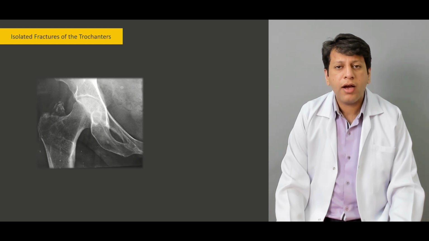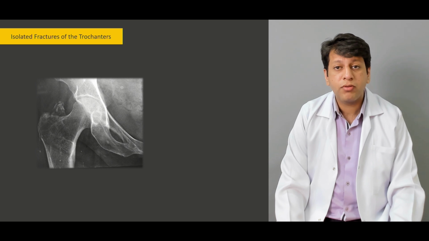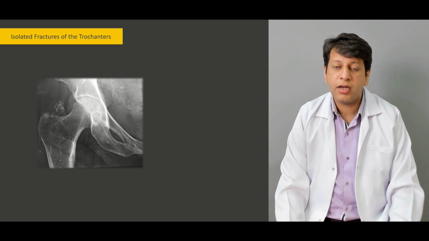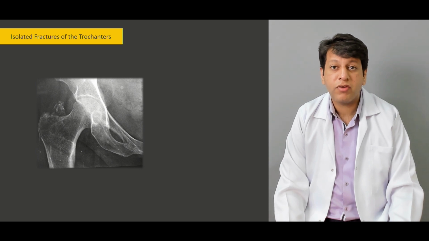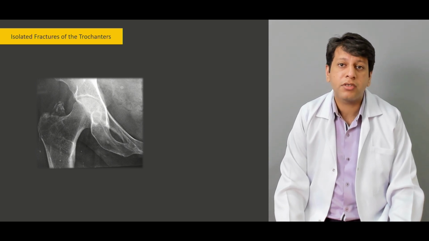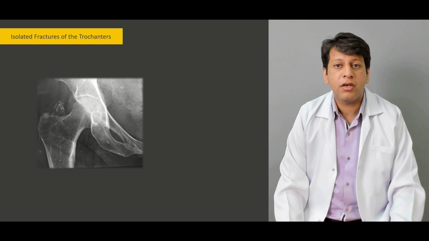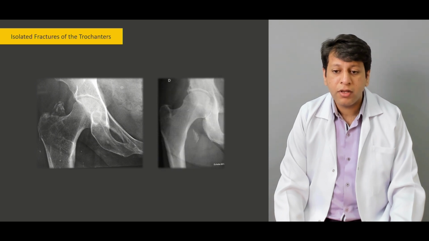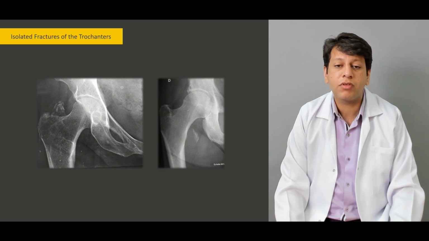Now coming to the isolated fractures of the trochanters. As you know, the proximal femur has a greater troch and a lesser troch. Iliopsoas is attached to the lesser troch, while the tensor fasciae latae and other gluteal muscles are attached in the greater troch area, and they have a role in the biomechanics of the hip. This could be an isolated injury to the greater troch, or in the form of an avulsion fracture, an isolated avulsion fracture of the lesser troch as well.